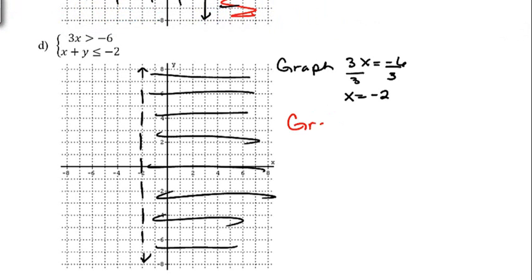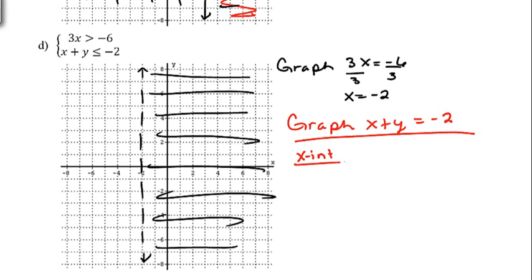And then we want to graph x plus y, keep an equal sign in there, equals negative 2. And so we're going to do this finding intercepts. For the x-intercept, y is equal to 0. If you replace y with 0, you get x equals negative 2. So that's point negative 2, 0.